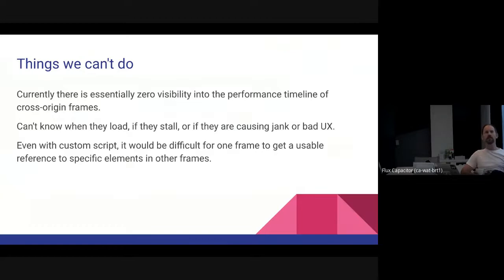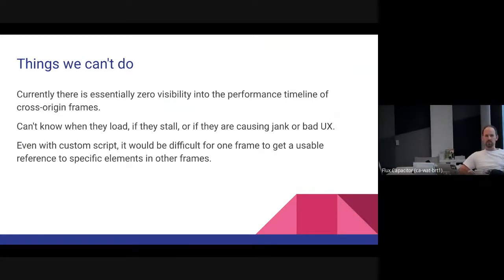You can't know, as an analytics provider, if some cross-origin frame is actually stalling, if it's failing to load, if it's causing a bad user experience, right? There's literally no way to tell this from the perspective of the top-level page. You can get around some of it with custom script, but the problem is that you need to control the script on all of the frames in order to be able to do this. And it would be nice if you didn't have to do that, because there's a lot of embedded third-party frames that are embedded by a lot of different embedders, and having them run everybody's script all the time is likely impossible.